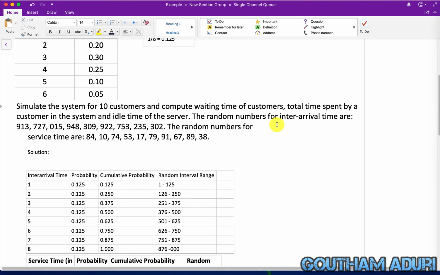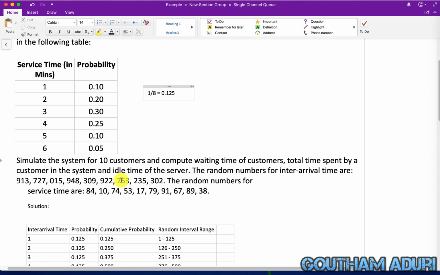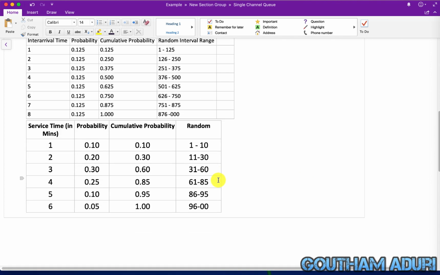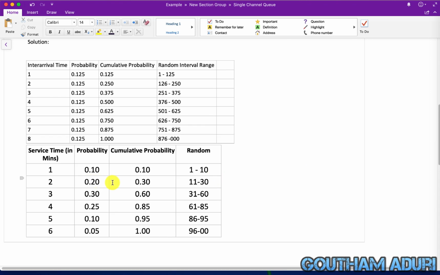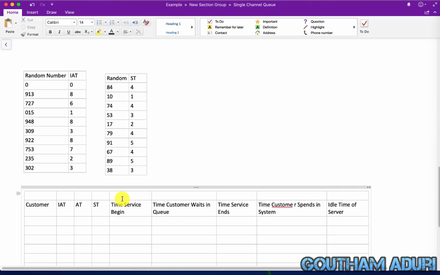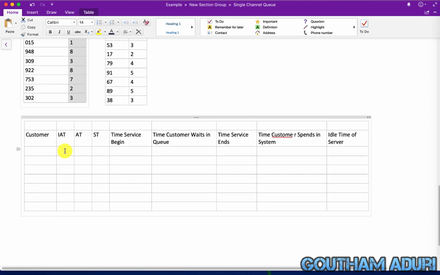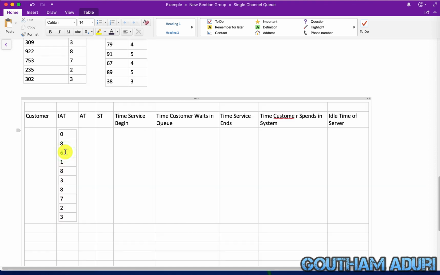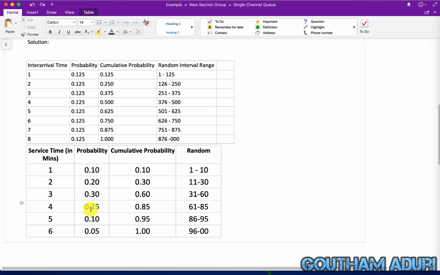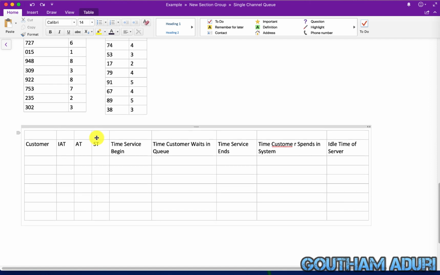What is the question asking? Simulate the table for 10 customers and compute the waiting time, the total time spent by the customer, and the idle time of the server. So I have to calculate these values. I'll put these values out, and now I will copy the inter-arrival time, service time, and all these things and put them here. I'll put the inter-arrival time in manually because it's not copying.